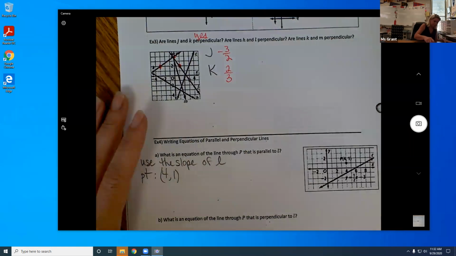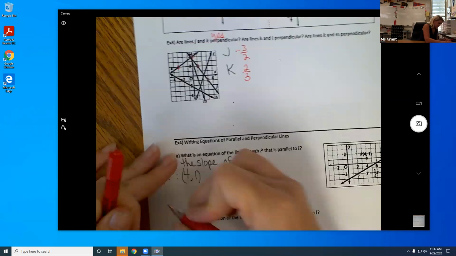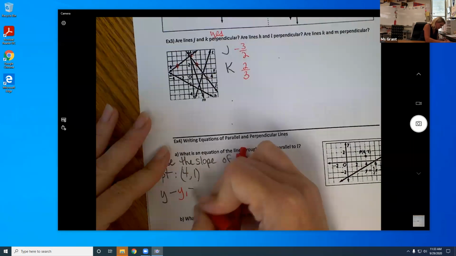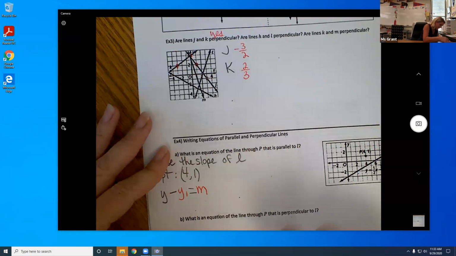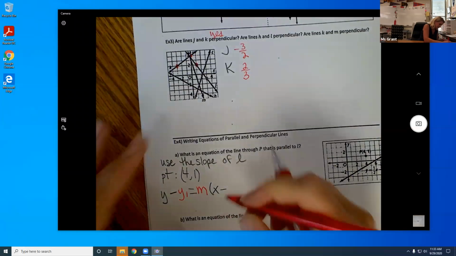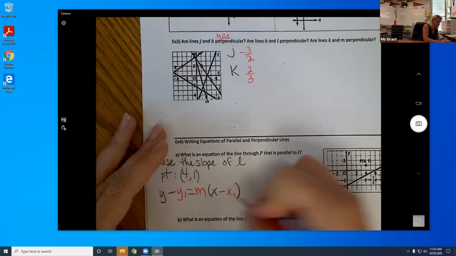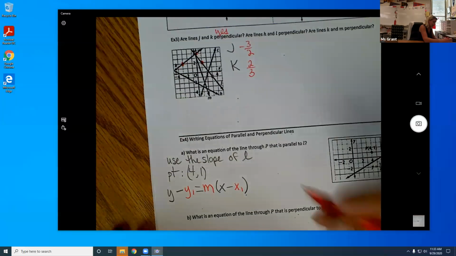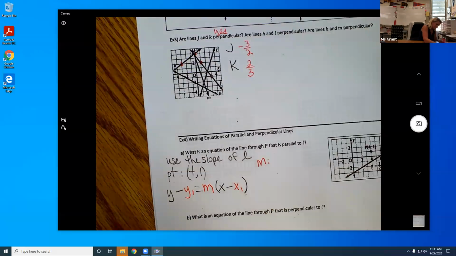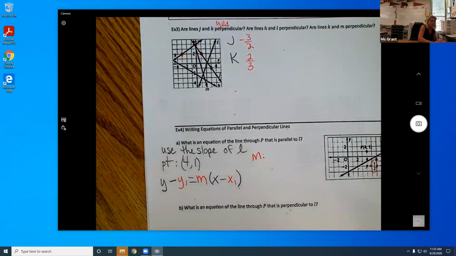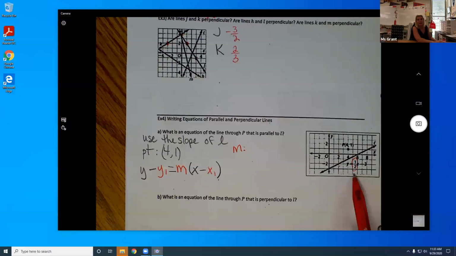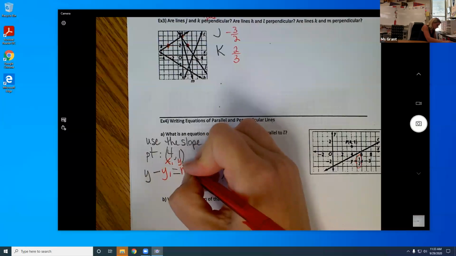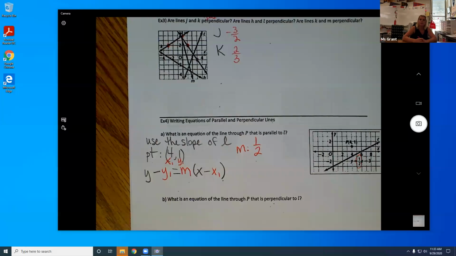We need to use, ready? Y minus Y1 equals M times X minus X1. Okay, X, Y, and M. That's what I'm plugging in. Here's my M, 1/2. See this right here? My M is 1/2 because that's line L's slope. There's X1 and here's Y1. 4 and 1. Those are the three numbers I need to plug in.